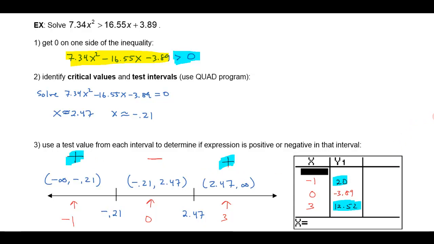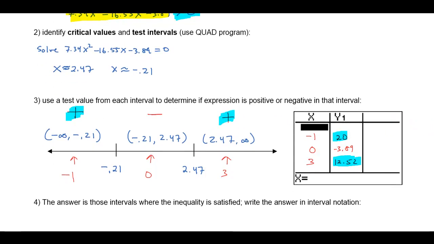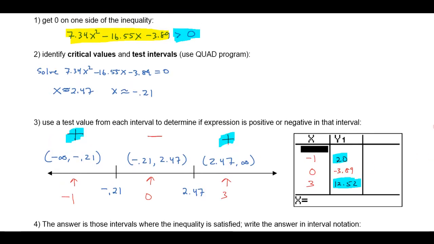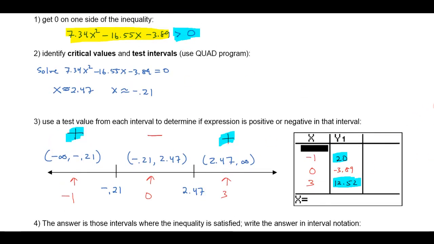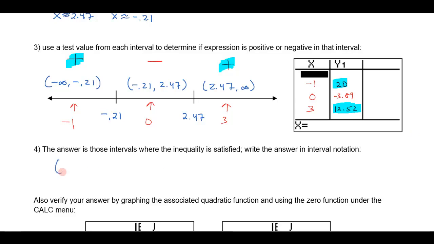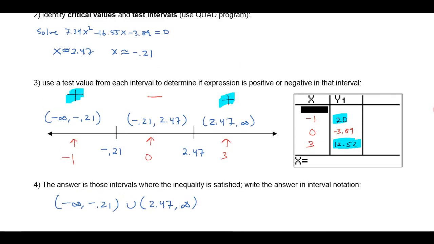So my answer here is going to be the interval. Anything in this interval makes it true, makes it positive, greater than 0. So my answer is the interval from minus infinity to negative 0.21 union from 2.47 to infinity, realizing that those are rounded to the nearest hundredth.